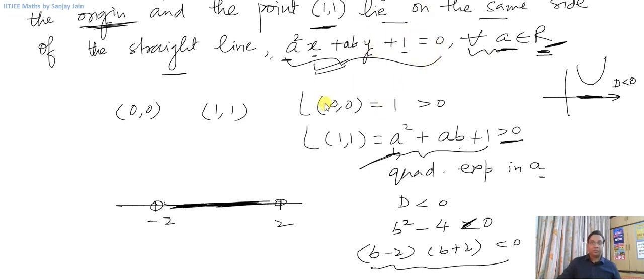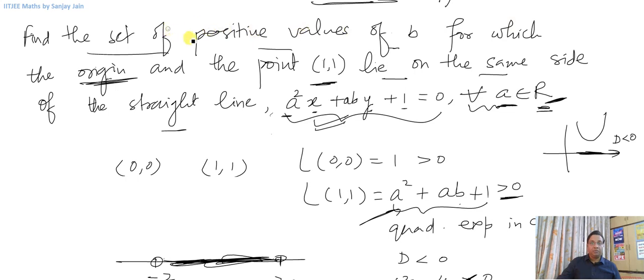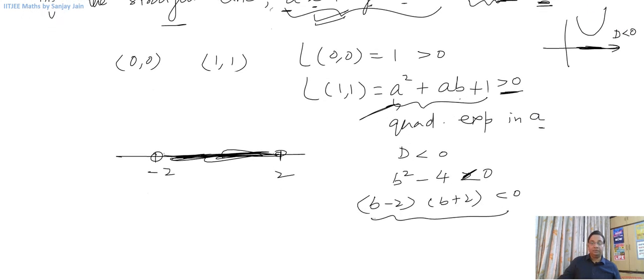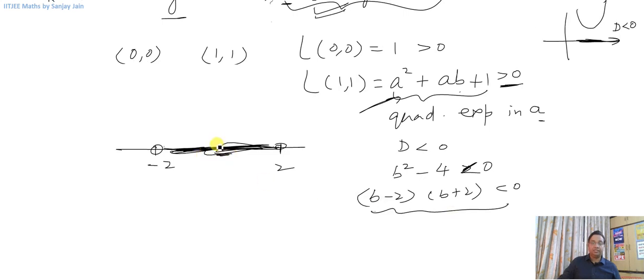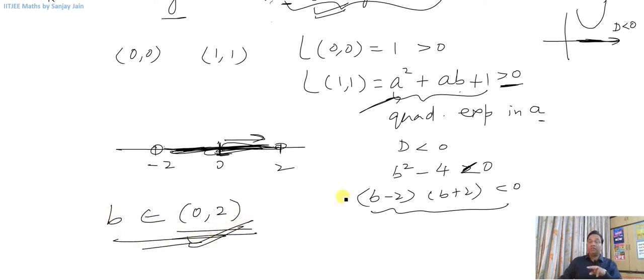Before going to the next question, there was one more point which I missed in this question, that we need to find positive values of b, but these are all the values of b for the given condition. So positive values of b will be after this 0, right? So 0 will not be included, and 2 is of course not included. So for these positive values of b, the conditions will be satisfied. Okay, let me write one more question now.